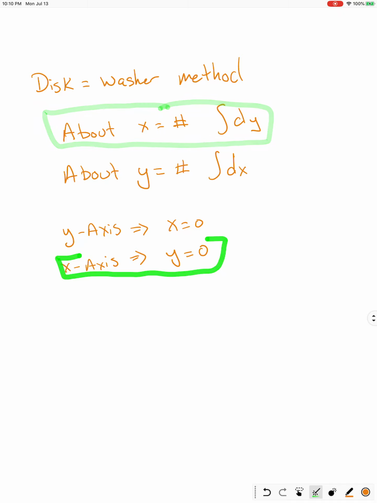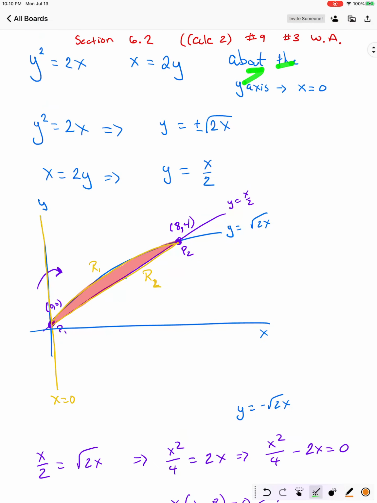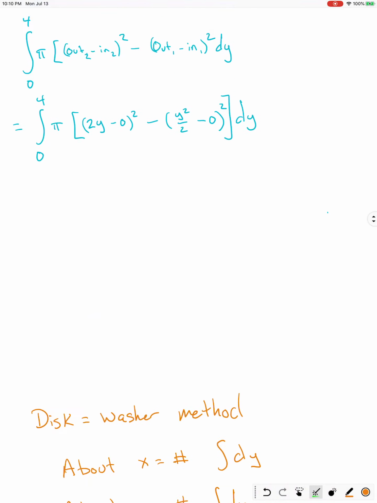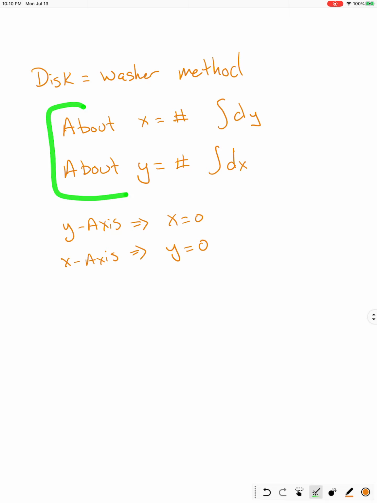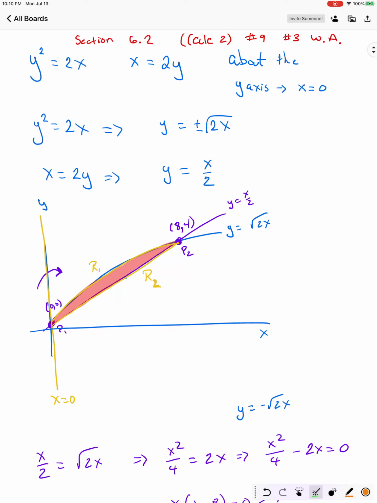If I'm rotating about the x-axis, then I'm going to do y equals 0, which is this one down below. So I like writing it as x equals 0 rather than the y-axis, and then I can remember this handy little chart: if it's x equals a number we're rotating about, I do y, and if it's y equals a number, I do x. So in this problem, this is rotating about an x thing, so my integral is going to be with respect to y when I'm finished.